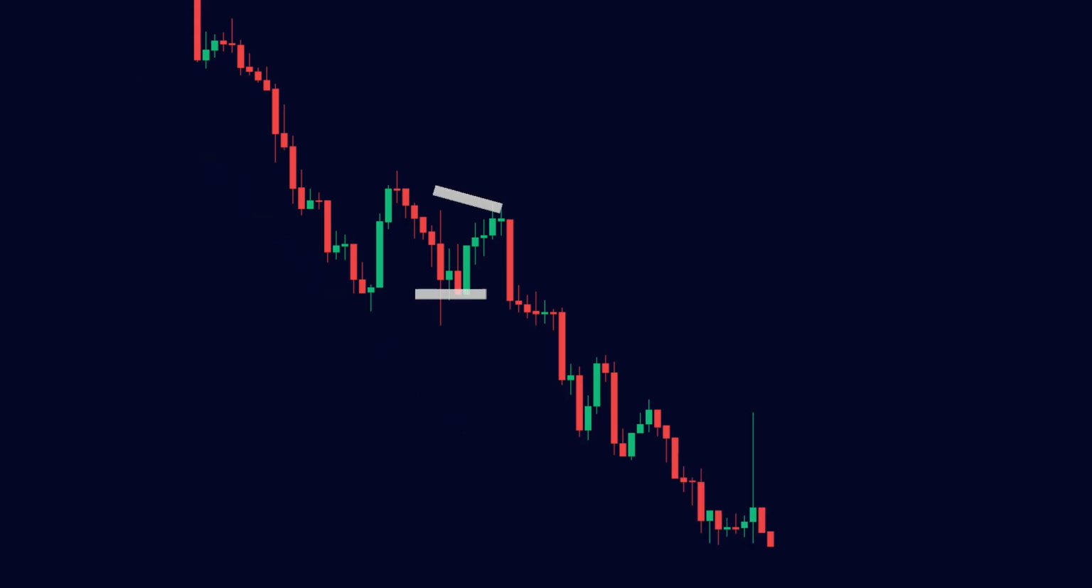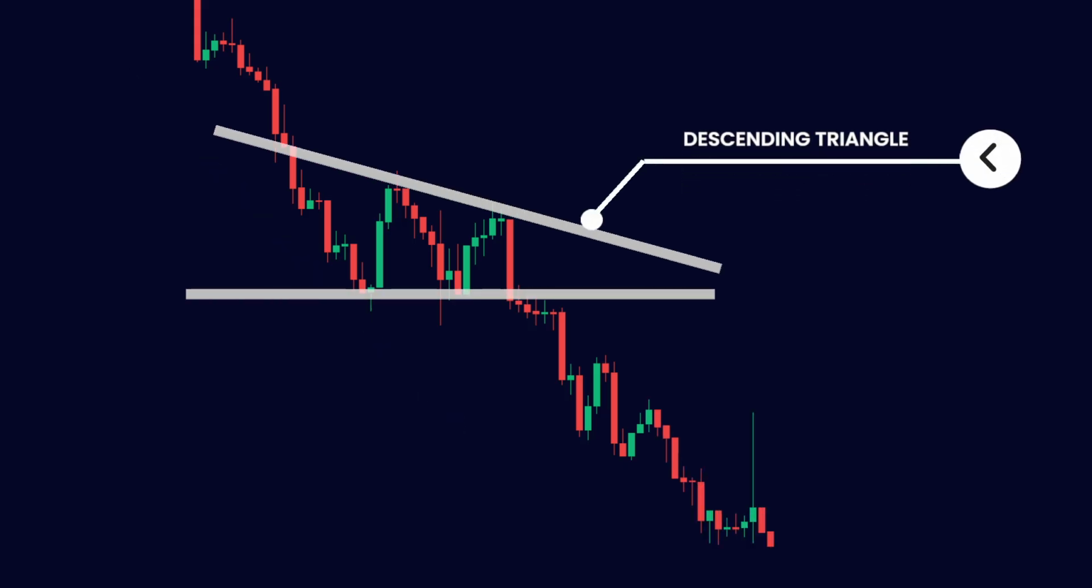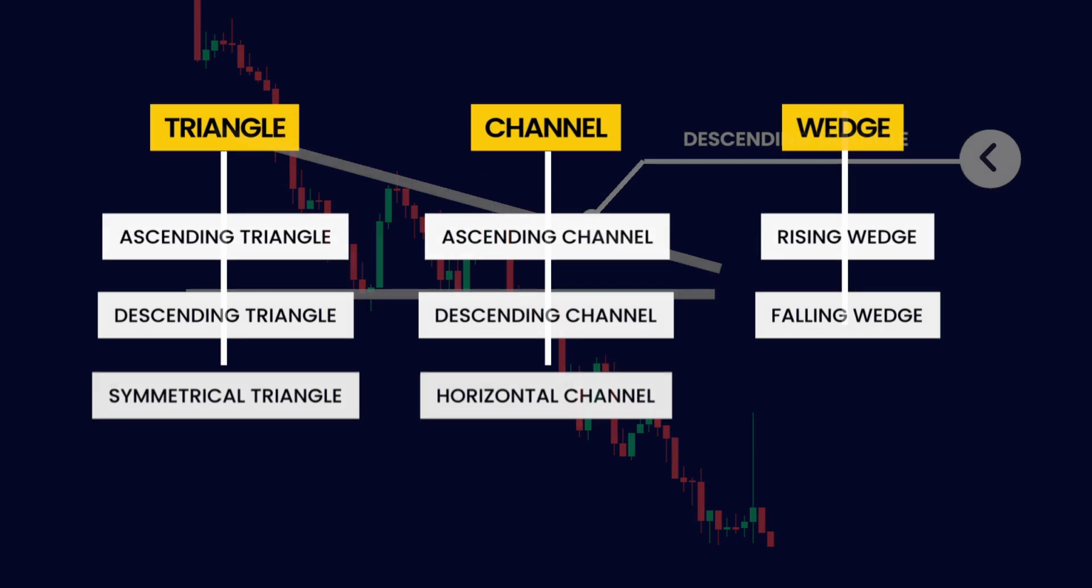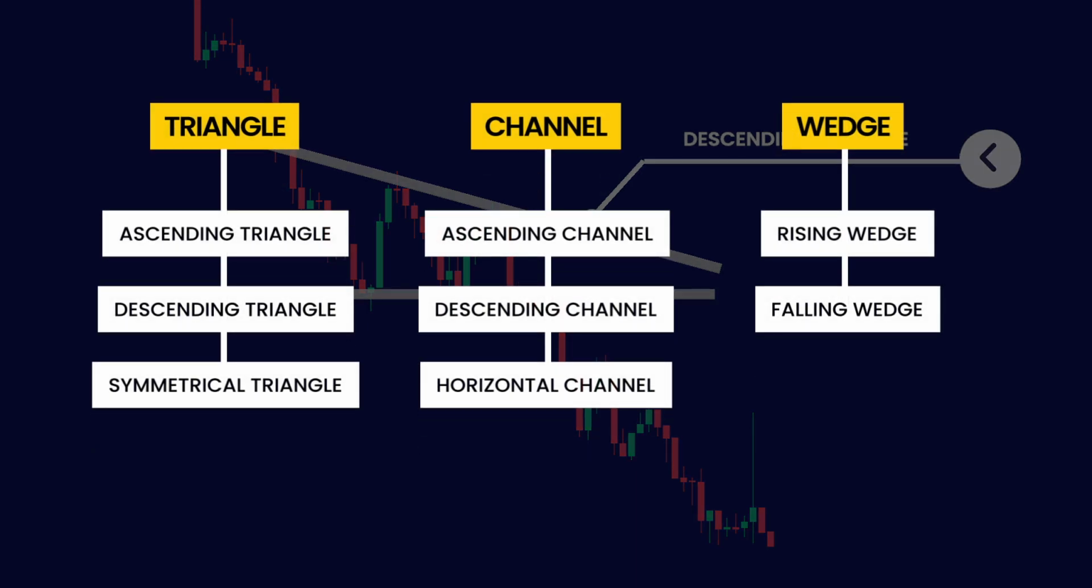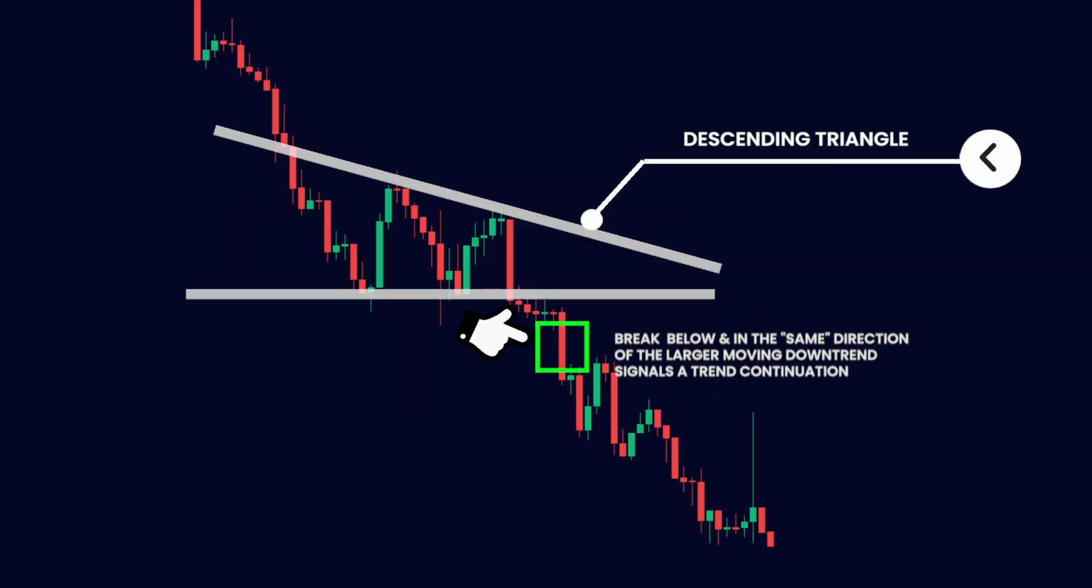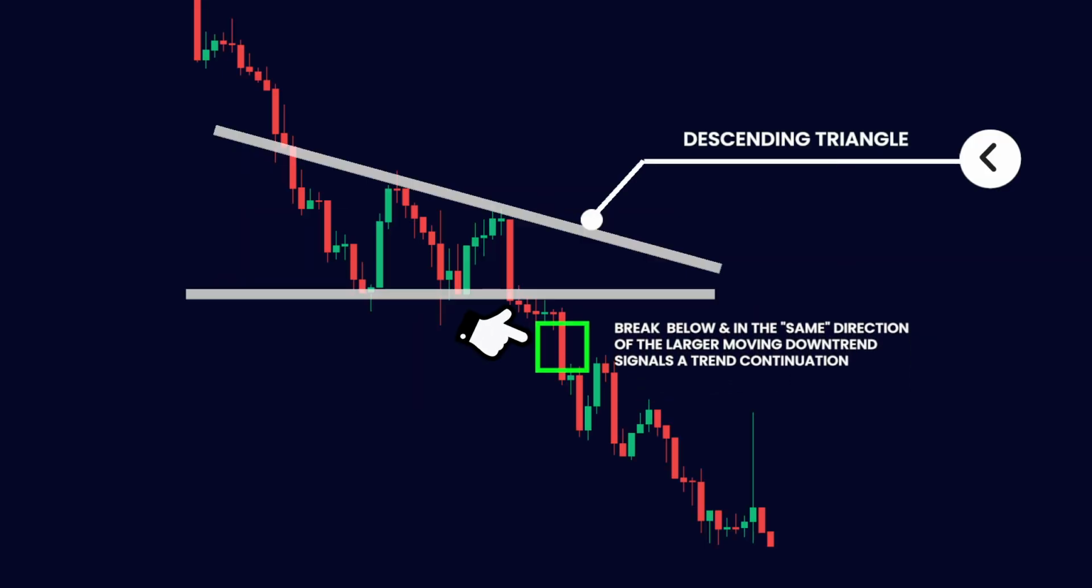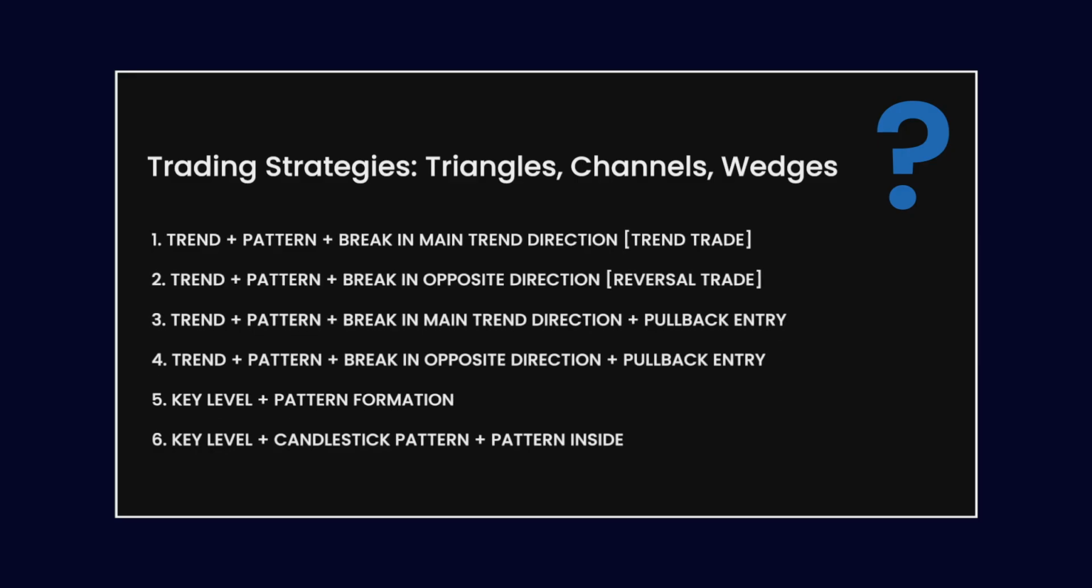This strategy works in a downtrend too. Take a downward trend where a descending triangle forms. Again, any of the patterns could apply, but here we have a descending triangle. If the price breaks below the pattern, continuing the direction of the downtrend, you'd then take short trades following that trend lower.